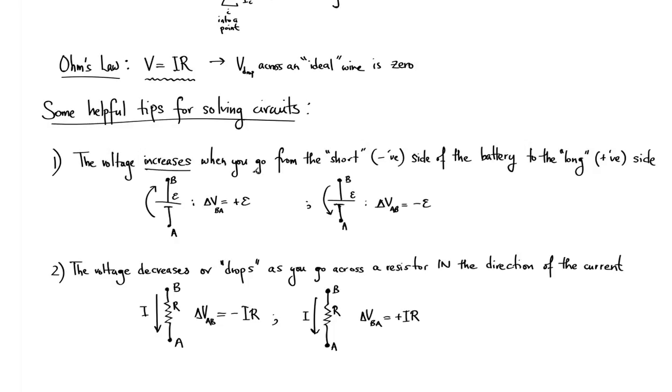Okay, so some helpful tips are that when you go from the short side of the battery to the long side, so this is the negative side and this is the positive side, the voltage will increase. So the voltage change in going from A to B, as drawn here, is plus E.